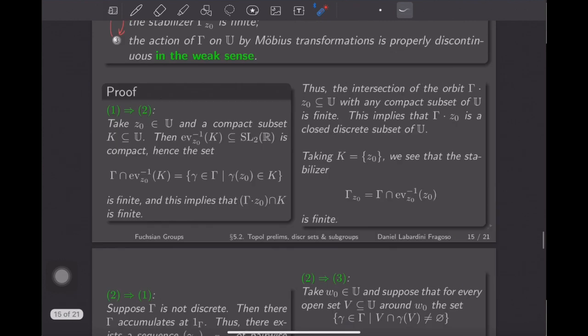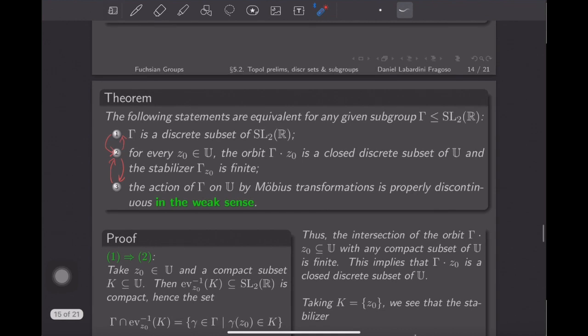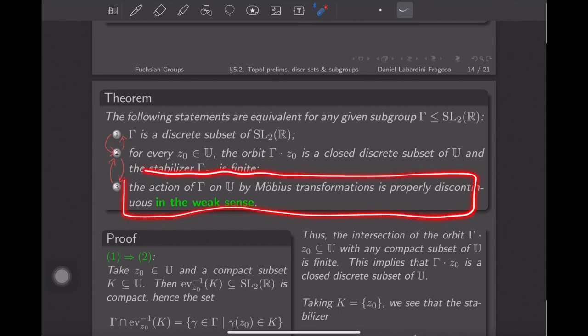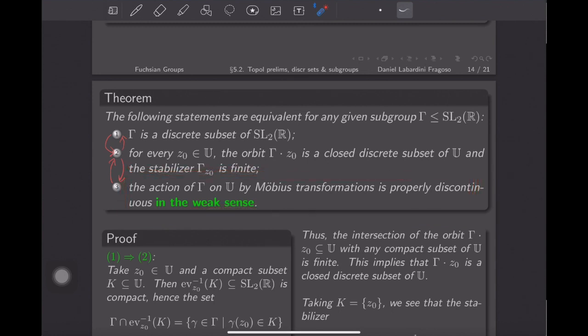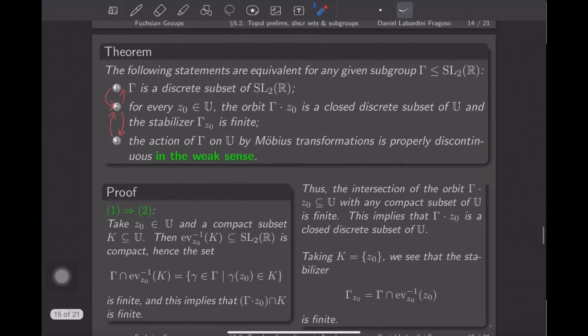Okay, and then this finishes the proof of the theorem. Of course, one of the questions then is, if what you really wanted was proper discontinuity in the strong sense, because that is the one that leads to covering maps, then what extra restrictions do you need to impose on your group? And we're going to see that the condition is that gamma be torsion free, or equivalently that it doesn't have any elliptic Mobius transformations.